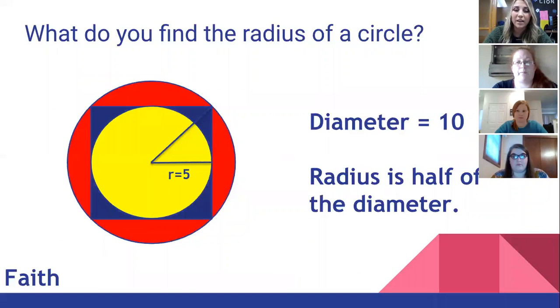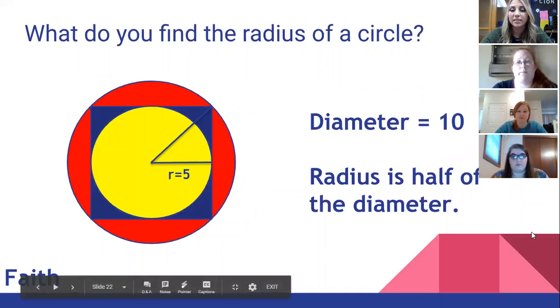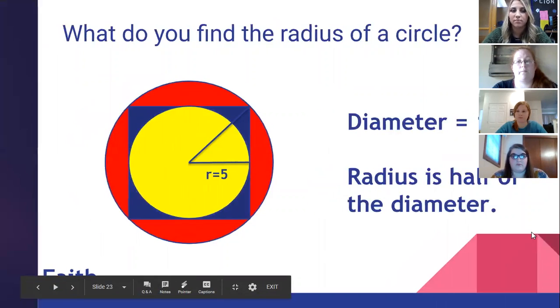You can divide it by 2, like 10 divided by 2, or if the diameter was 12, you could divide 12 by 2, so 6 would be the radius. But in this one, that diameter was 10, so the radius is 5 because 10 divided by 2 is 5. Or you can just take half of the diameter. The radius is half of the diameter no matter what you do, so it's pretty easy.